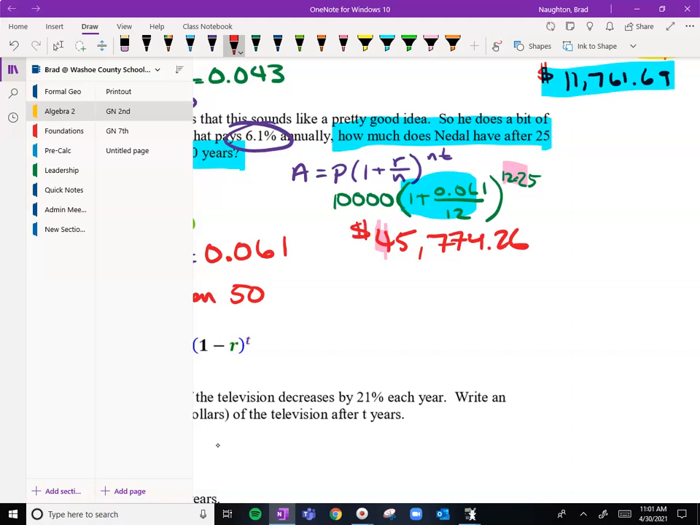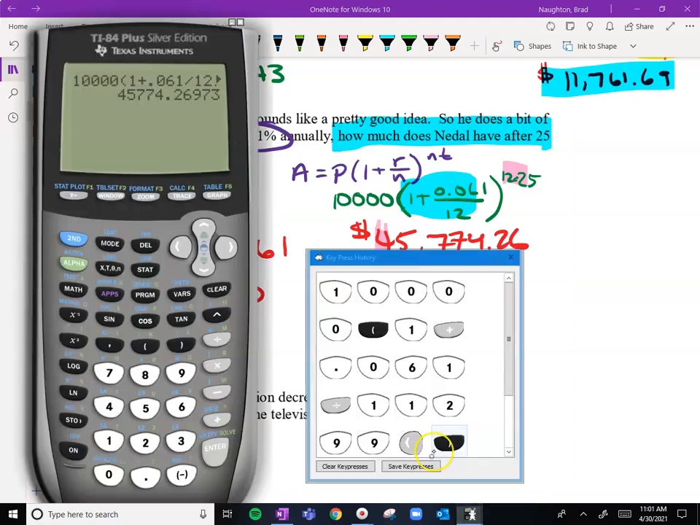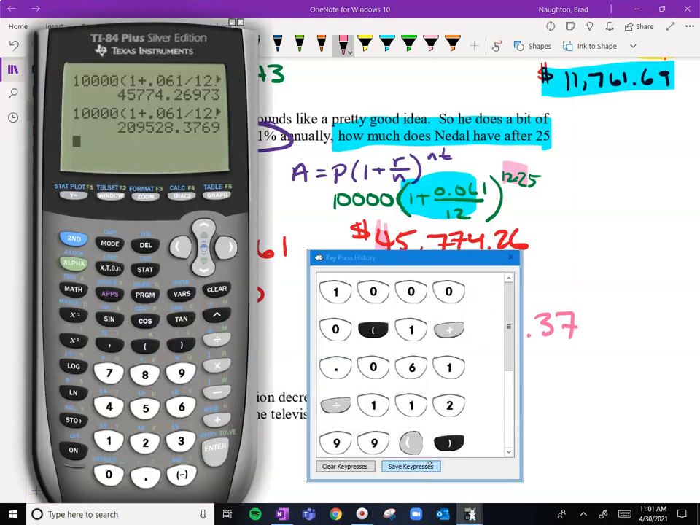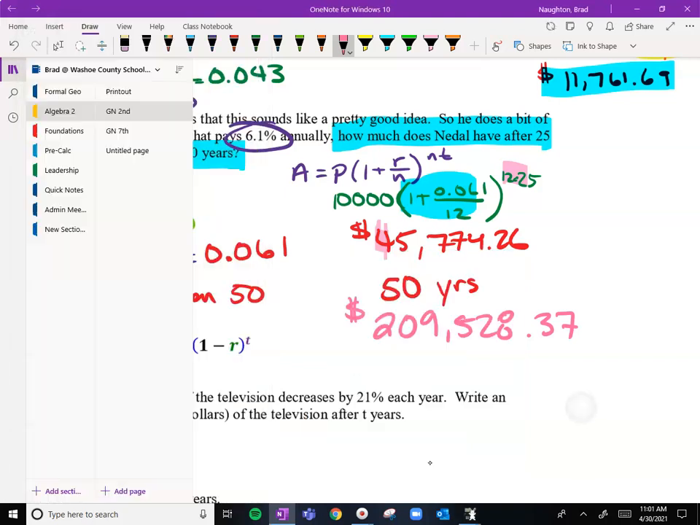Alrighty, so it made a pretty good time, but that's putting it in the bank for 25 years and forgetting about it. You didn't even think about it for 1 second. All right, so what about 50? So I'm going to hit second entry again, go back up and hit 50 for 50. And so after 50 years, we're going to get 209,528.37. Again, all this is calculator work, so embrace it, use it. It's going to be helpful.